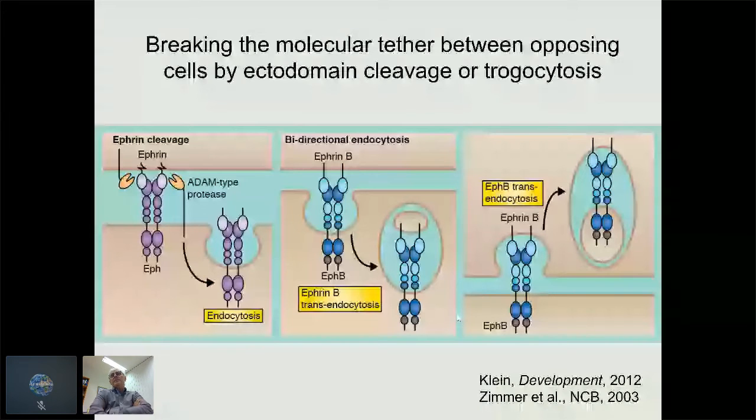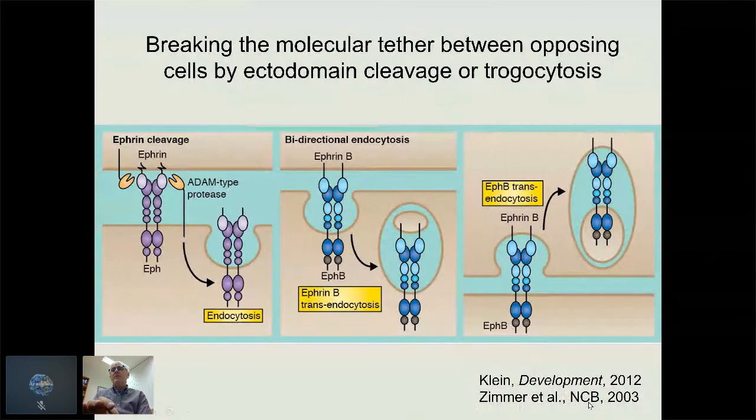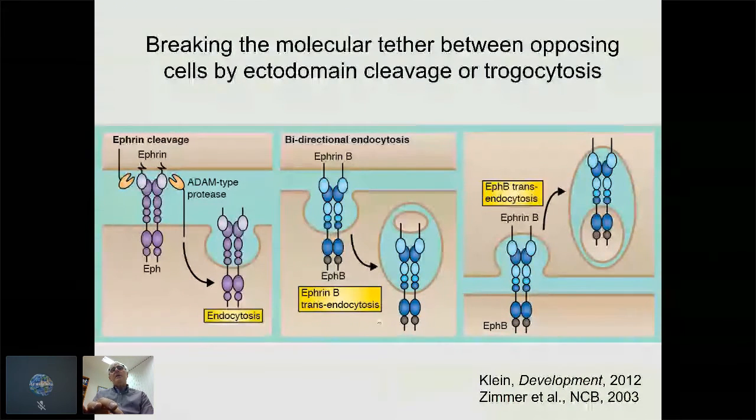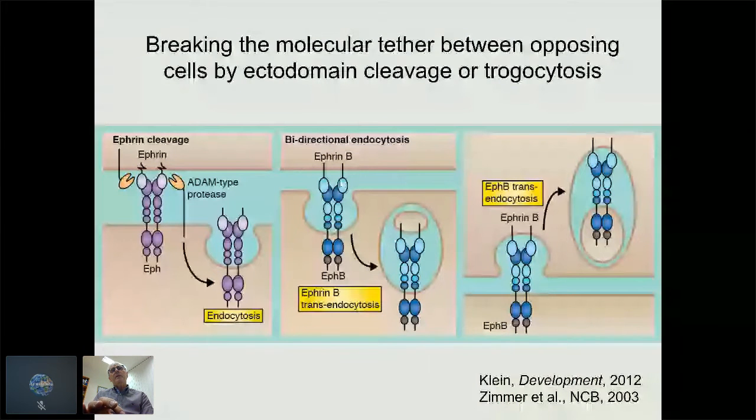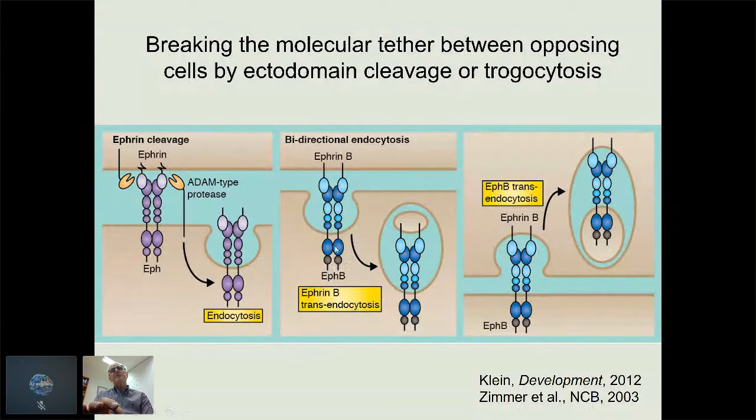So here is what I summarized in one of my reviews in Development in 2012, basically summarizing the work from Manuel Zimmer when he was still a student in the lab in the early 2000s. He had observed that when an ephrin-B cell comes in contact with a cell that expresses an Eph receptor, this contact formation and signaling between the ephrins and Ephs causes the Eph cell to pinch off a piece of the ephrin cell, like shown here, and basically engulf it.